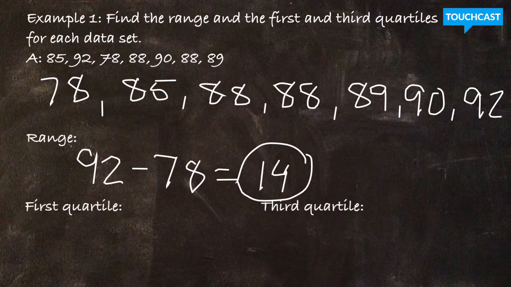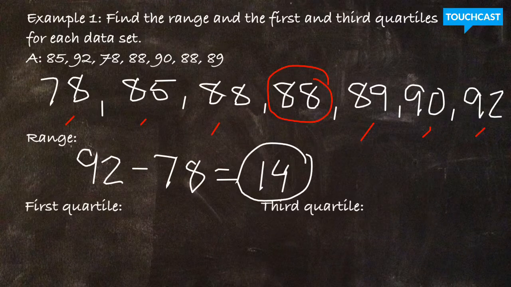Now to find the 1st and the 3rd quartile, we first need to identify what the median is. I'm not actually going to physically cross out the smallest and biggest numbers. I'm going to just put a little mark underneath them until I find where the middle of my set of data is, and that is 88.